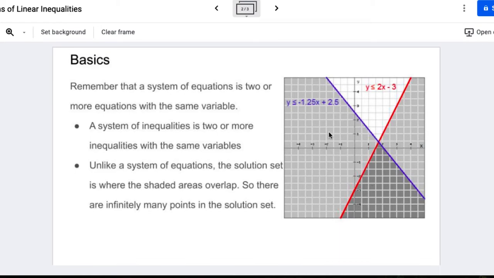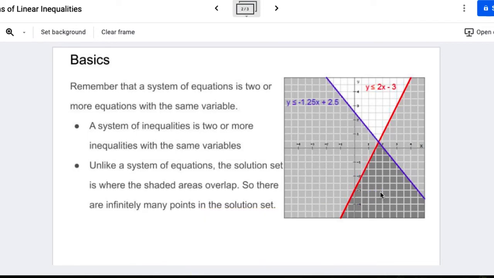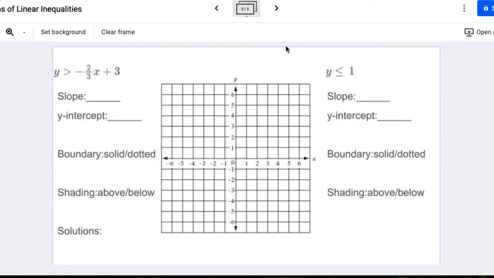So you could have parallel inequalities that face away from each other, so you would have no solutions, but more commonly, you have two shaded regions that overlap somewhere, and any coordinate inside that shaded region is part of the solution set. So let's take a look. We're going to graph these two inequalities on the same x and y plane.